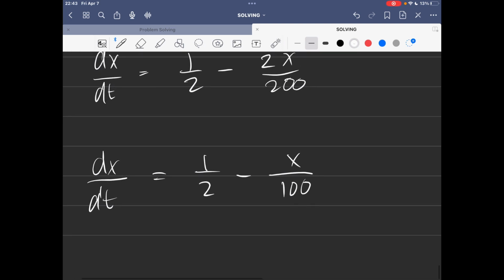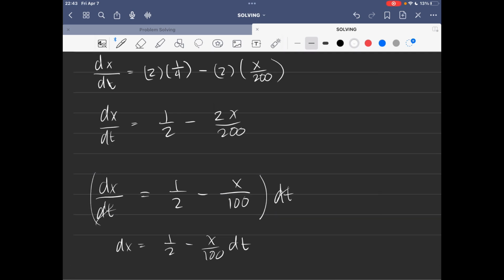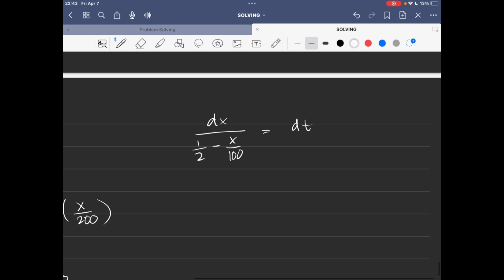This is a separable differential equation, so we can separate it by multiplying by dt. We have dx is equal to 1/2 minus x over 100 dt. Then we can divide both sides by 1/2 minus x over 100. So we get dx over 1/2 minus x over 100 is equal to dt. Then we can integrate both sides.